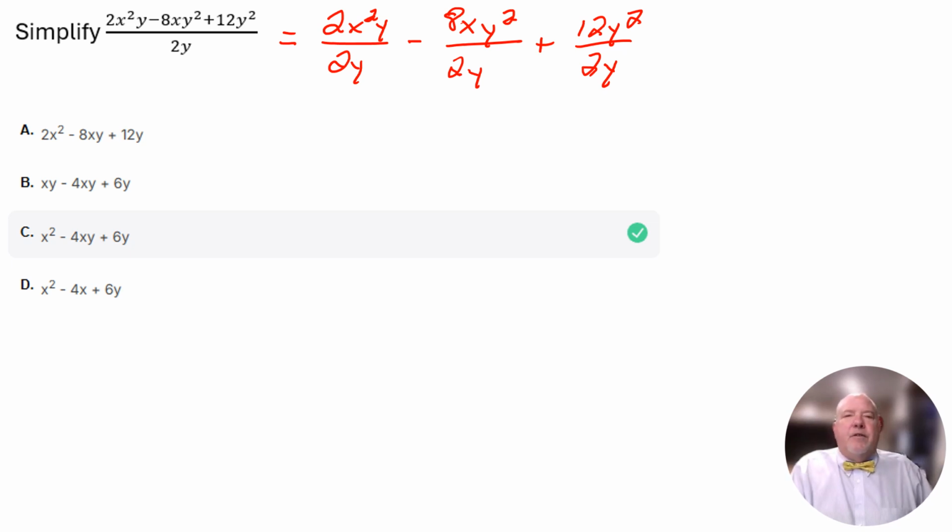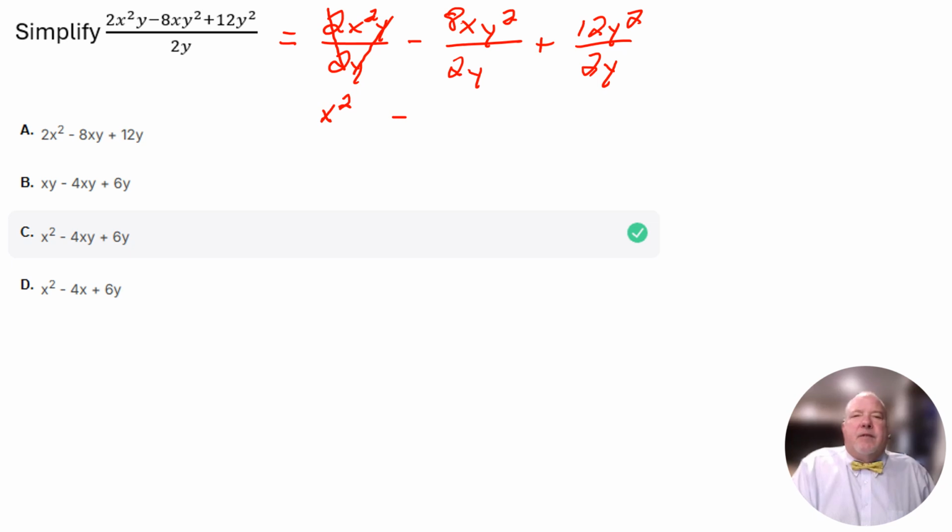So now we're just going to attack each of these. We'll start with the first one. The 2's, 2 over 2 is just 1, and so really that just goes away. I can just get rid of that. The x squared, I can't do anything with that, so the x squared is going to stay there. And then for the y, I have y over y, and so that's going to cancel out. Okay, so all of that just simplified to x squared.